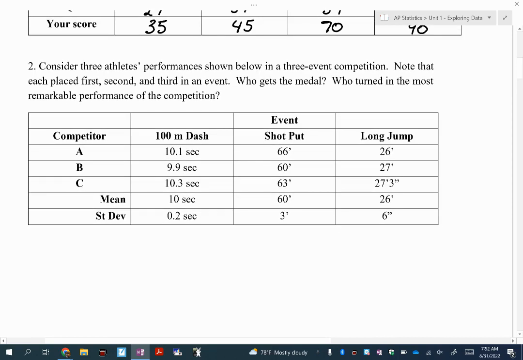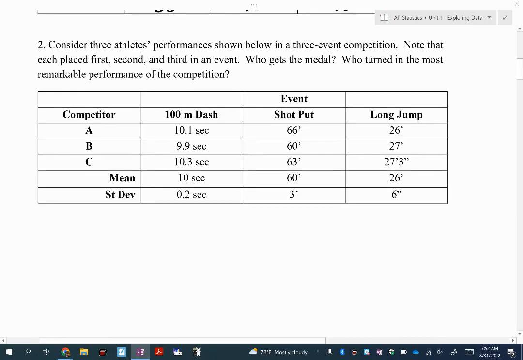Okay, let's talk about number 2. All right, this type of problem is something that happens all the time, obviously, in the Olympics with these different events, or just in world championships if you watch anything like that.